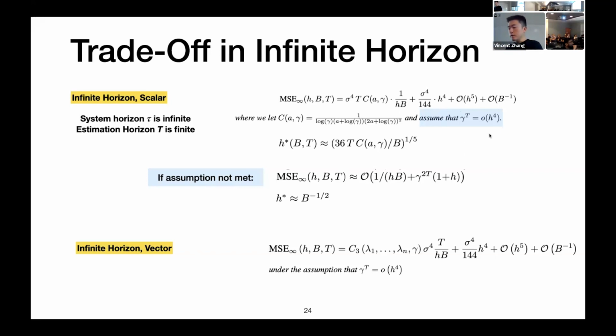And so that's the scalar case, and we can extend it to the vector case here. And if you compare the order of H, they are the same. That's the same as the results in the finite horizon case. So making it a vector doesn't really change the order that much.